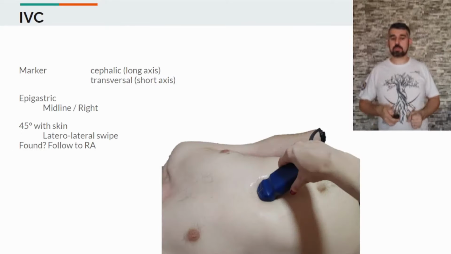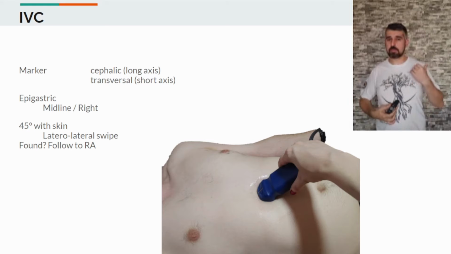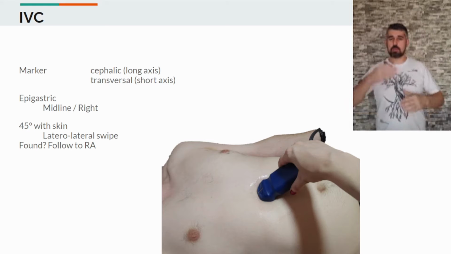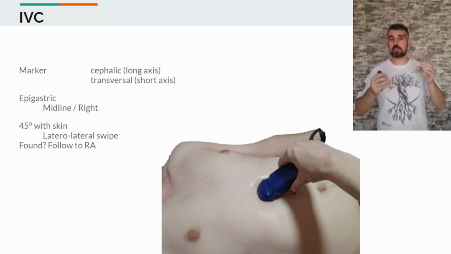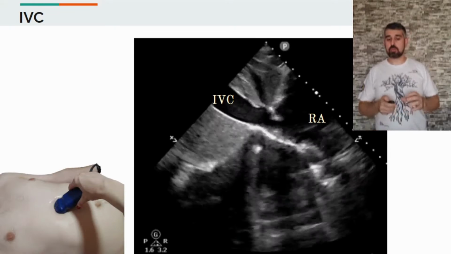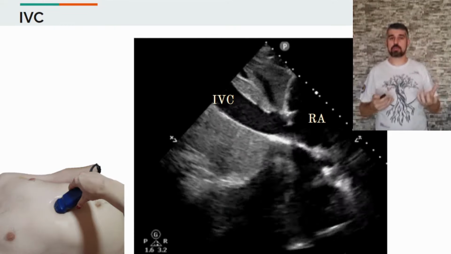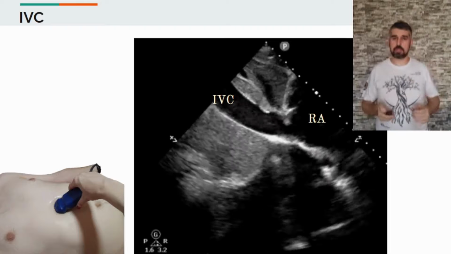In around the same position, we are going to check the IVC, the inferior vena cava. But instead of pointing to my left shoulder, I will be a little bit more at a 45 degree angle with the skin. And I'm going to go for a lateral swipe until I can reach where the cava is entering the atrium. So the view I'm trying to get is this one. So I can see the IVC and the right atrium, and this is where we are going to evaluate it.